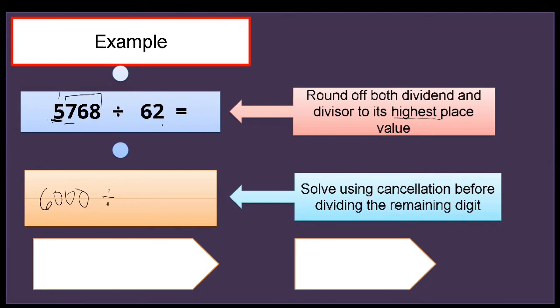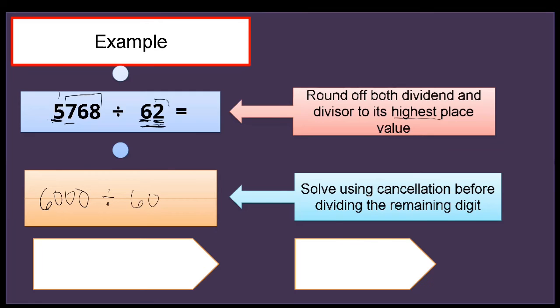And then let's proceed with the divisor. So round off the divisor. So this one becomes 60. So, paano siya naging 60? 6 is the digit that we are going to round off. And then, yung katabi niya ay 2, which is less than 5. Therefore, retain ang ating digit na i-round off. And then, the remaining digit will become 0. So, now, we have 6,000 divided by 60. So, we are going to solve this using cancellation before tayo mag-divide.